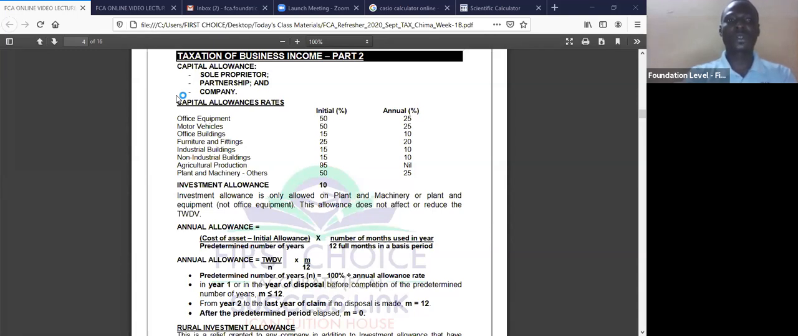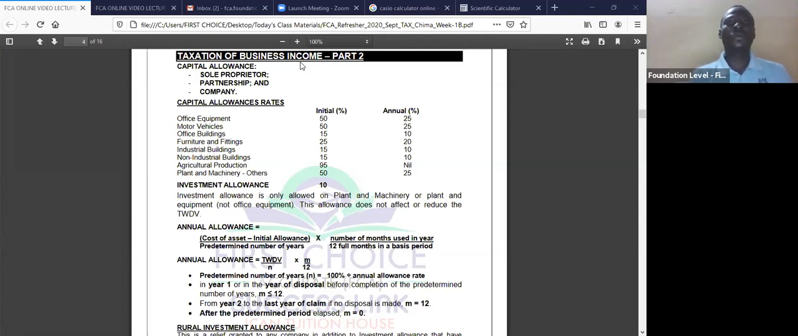So today we'll be talking about capital allowances. Now, I also want to assume zero knowledge, so to speak, even though this is a refresher course. I want to assume zero knowledge, and so I want to pass across the message to you in such a way that it adds value.